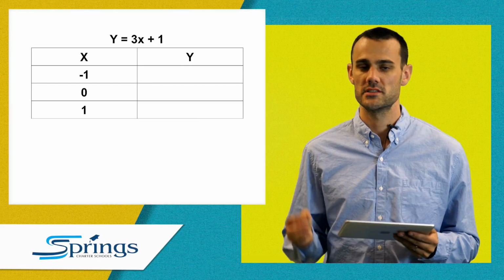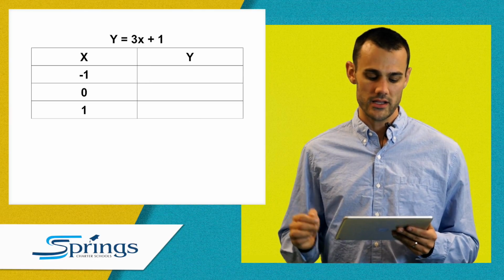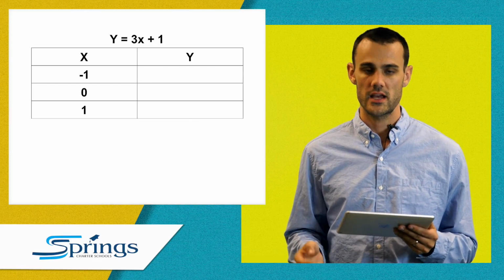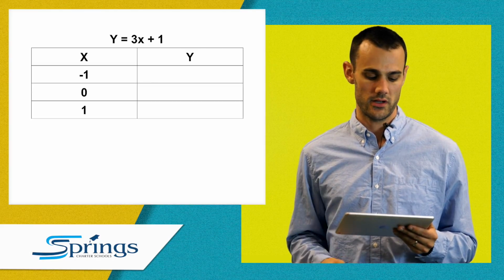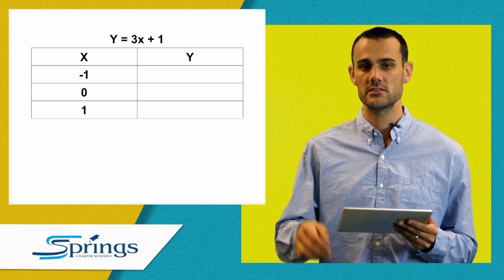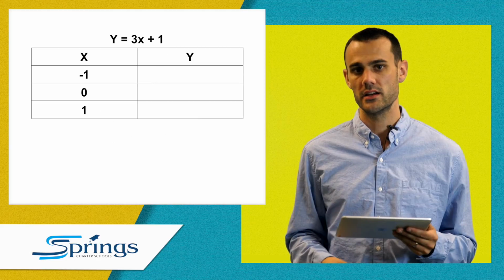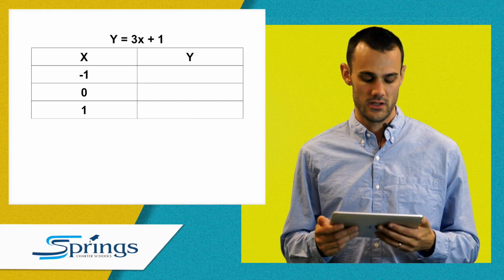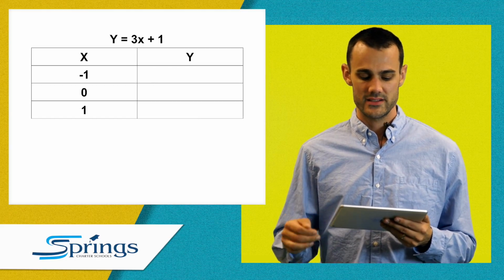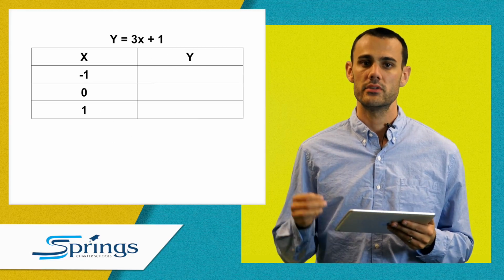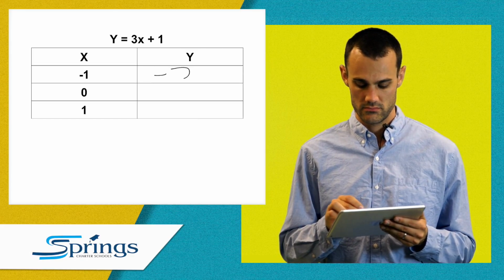So let's try another one. This one's a little more complex. We have y = 3x + 1. I have the x values listed here: -1, 0, and 1. Let's insert those values for the variable x and multiply to figure out what our y value is going to be. So -1 times 3 makes -3, and -3 plus 1 makes -2.